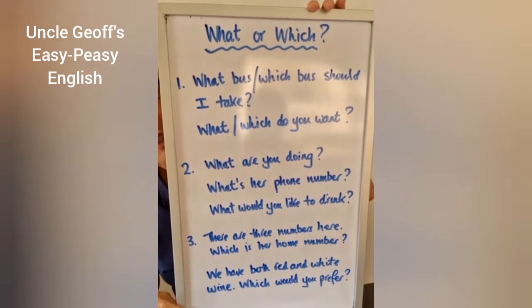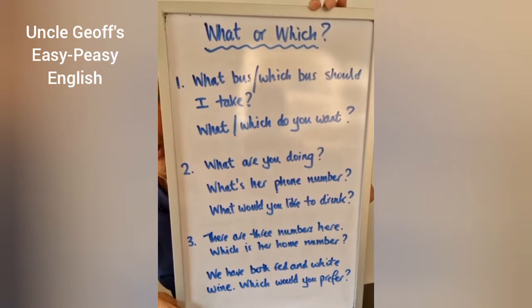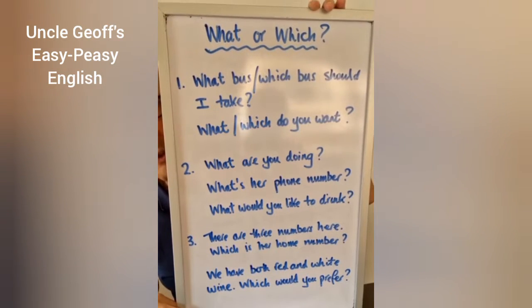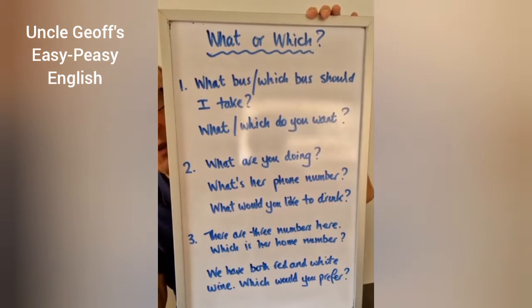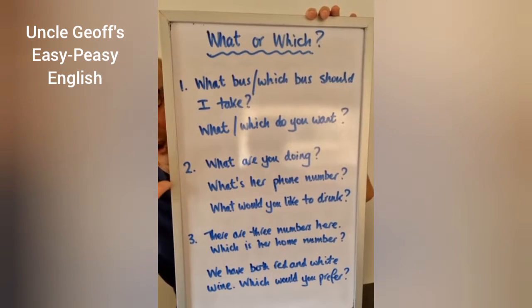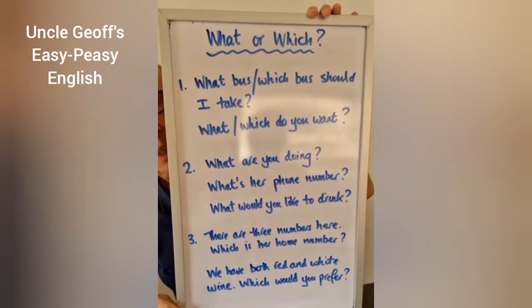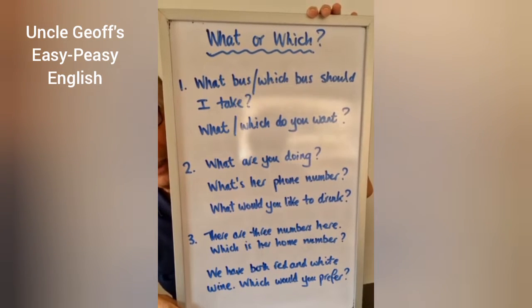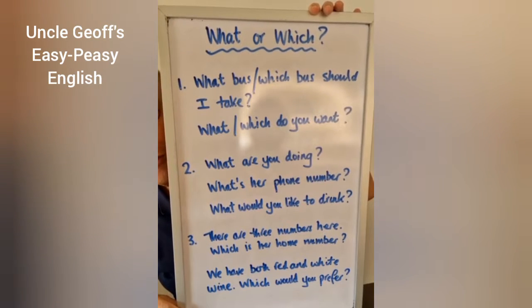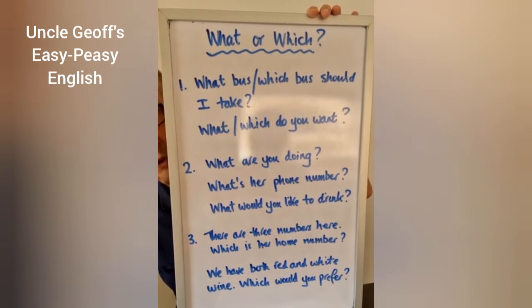Okay. Look at number 2. What are you doing? What's her phone number? What would you like to drink? It's very general. What are you doing? There are lots of possible answers. What's her phone number? Again, lots of possible answers. What would you like to drink? Again, lots of possibilities in your answer. So, if it's general, if it's a very wide choice, use what.